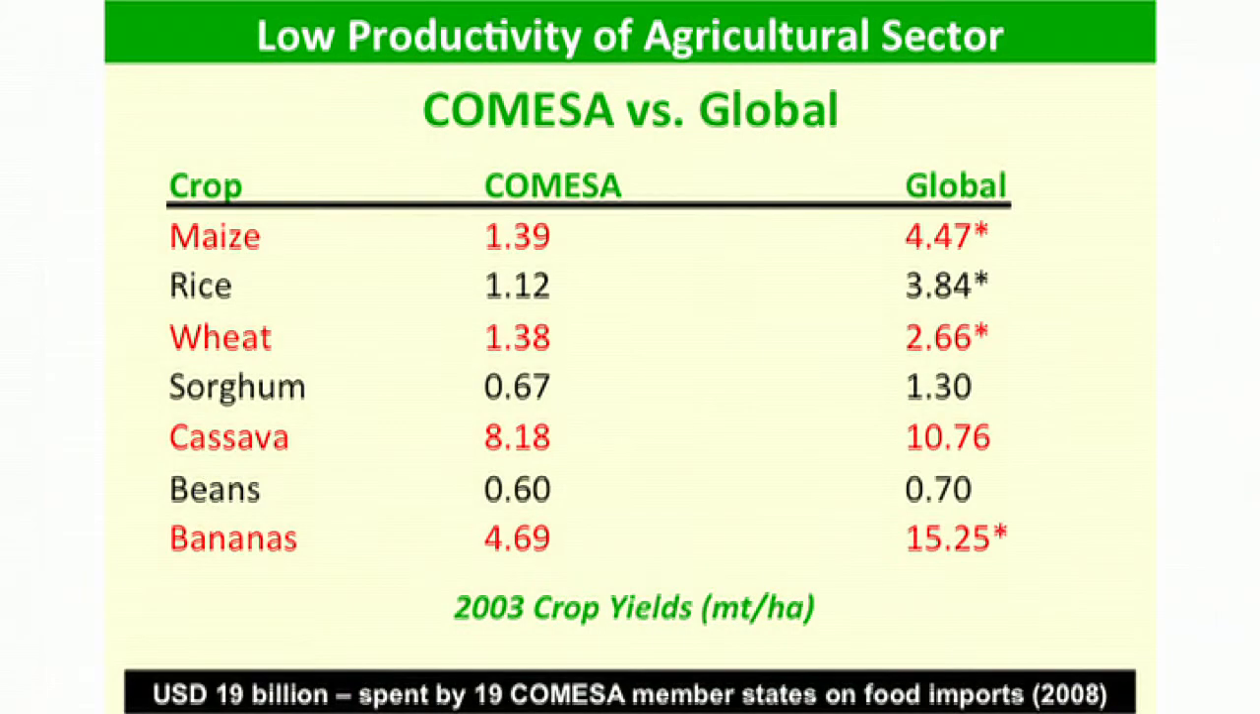If you look at the low productivity of agriculture, I have just taken from COMESA versus global. Those crops are very critical for food security in my region. The 19 COMESA states used 19 billion to import food in 2008. And if you look at the yields, they show a picture of how poorly African yields are compared to the global averages. There are very good policies on paper in Africa, but very poor implementation and no review.